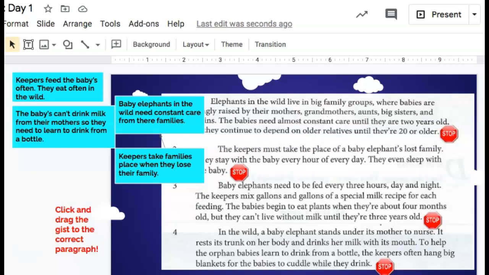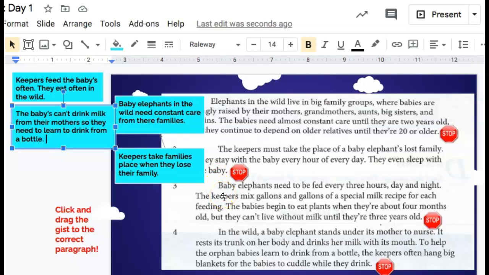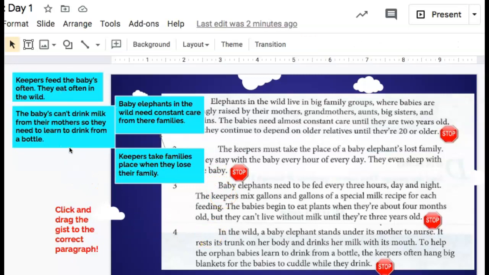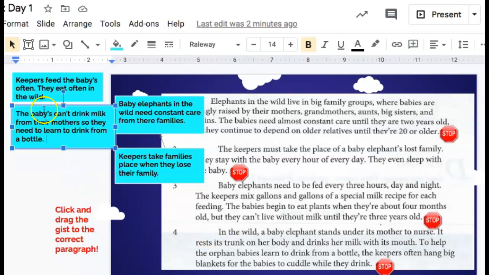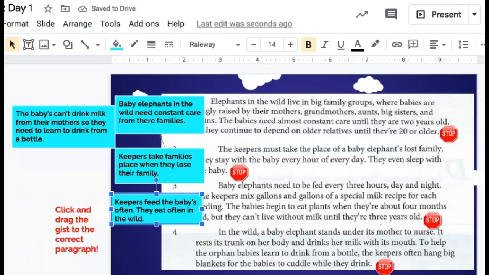Let's look at our next option just to make sure we pick the right one. The babies can't drink milk from their mothers, so they need to learn to drink from a bottle. So that paragraph did talk about the baby elephants drinking milk, but it did not mention anything about learning to drink from a bottle, so that would not be my best choice. So we picked keepers feed the babies often. They eat often in the wild.